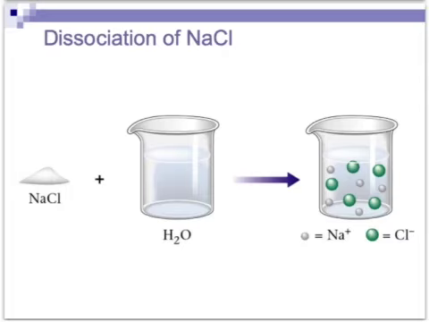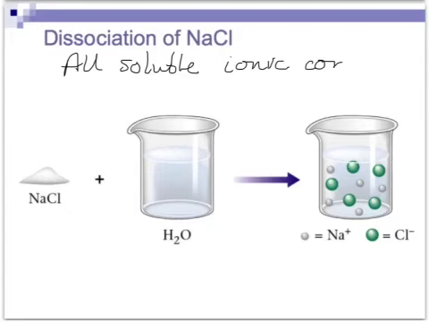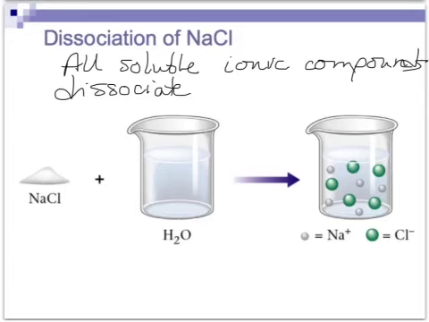So in summary, it's important to realize that all soluble ionic compounds dissociate when they are dissolved in water. Okay, all soluble ionic compounds dissociate. Sometimes that'll be called ionized when dissolved in water. And what do they dissociate into? They dissociate into the cation and anion.